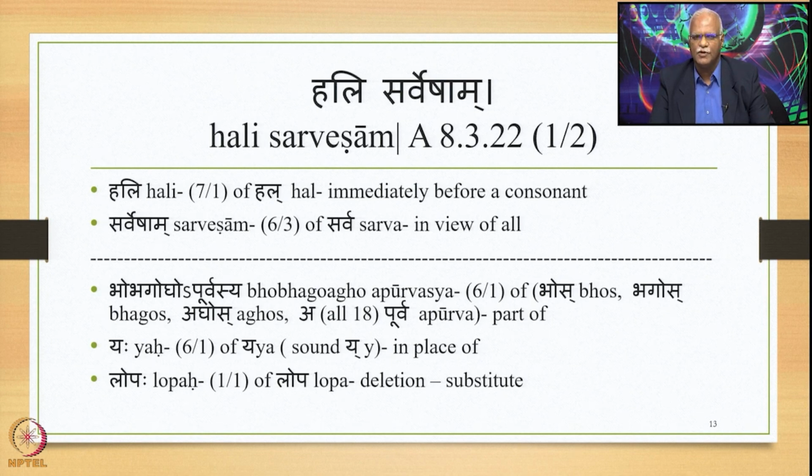This has two padas, Hali and Sarvesham. Hali is 7/1 of Hal, which means immediately before a consonant. Sarvesham is 6/3 of Sarva, which means in view of all. The words continued are Bho Bhago Agho Apurvasya, which is 6/1 of Bho Bhago Apurva, and this sixth case means part of. Yaha is 6/1 of ya, sound ya, this means in place of, and Lopaha, that is 1/1 of Lopa or deletion, and this is stated as the substitute.